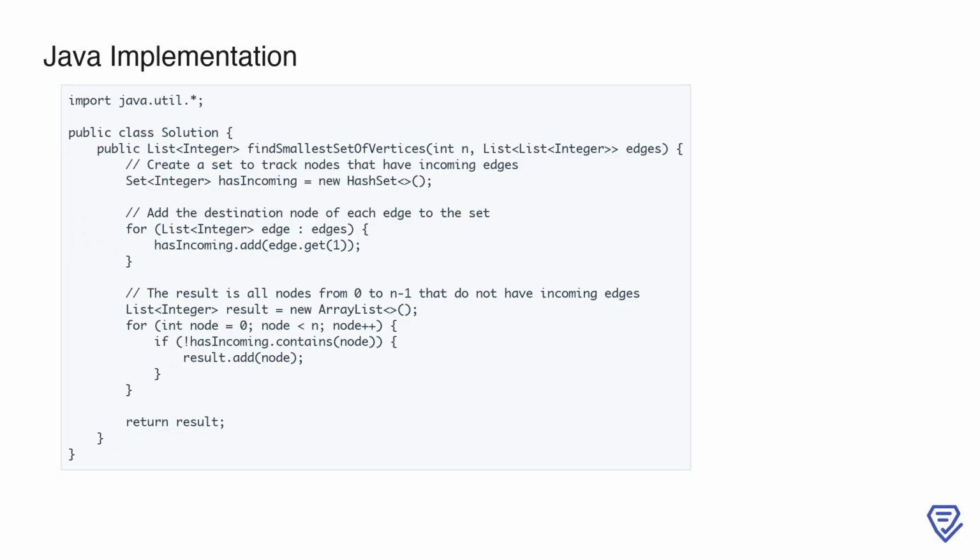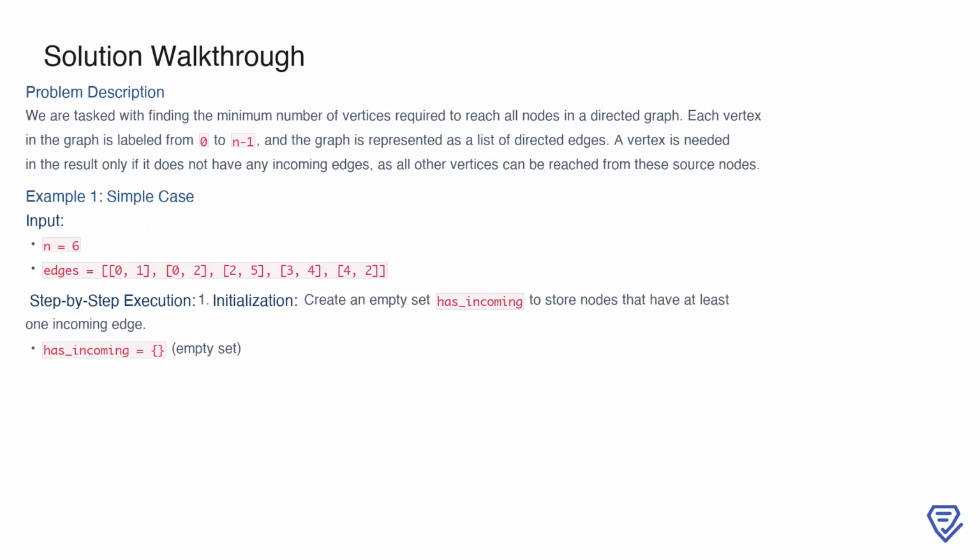graph representation. In this problem, we aim to find the minimum number of vertices needed to reach all nodes in a directed graph. The graph is represented by nodes labeled from 0 to n-1, and a list of directed edges. The key insight here is that any node with at least one incoming edge can be reached from another node. Therefore, the only vertices we include in our result are those that don't have any incoming edges.